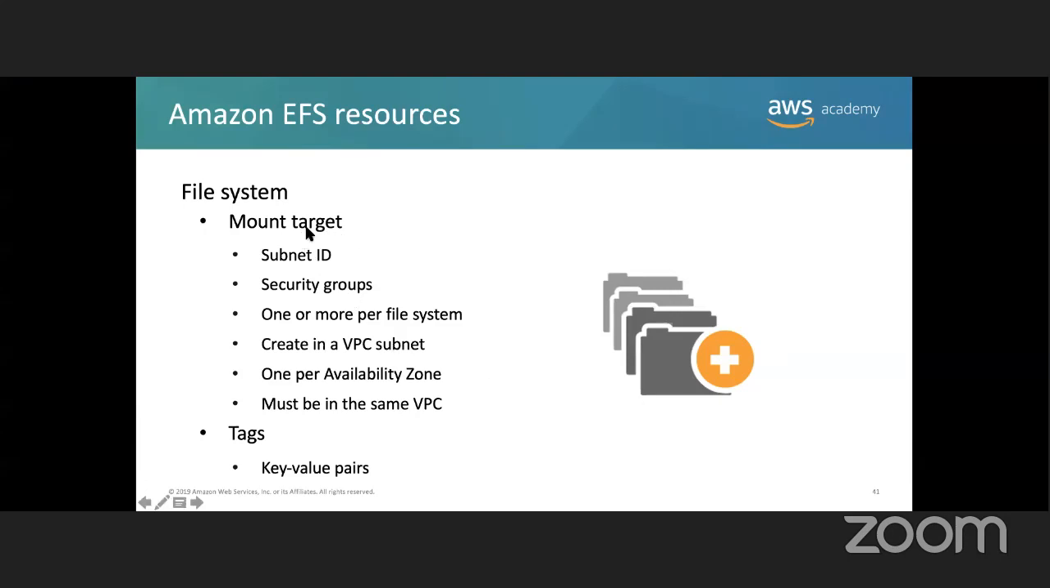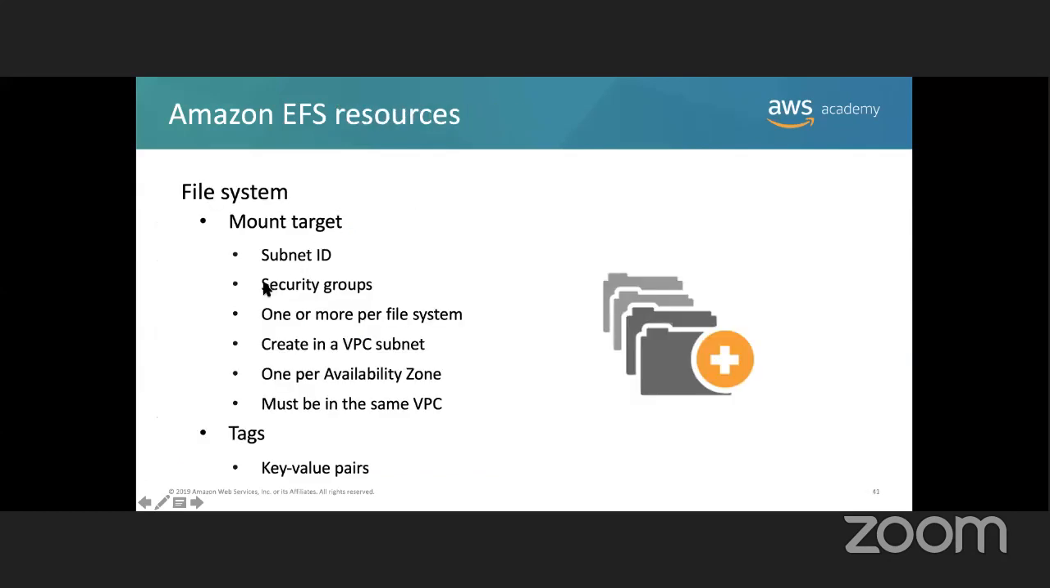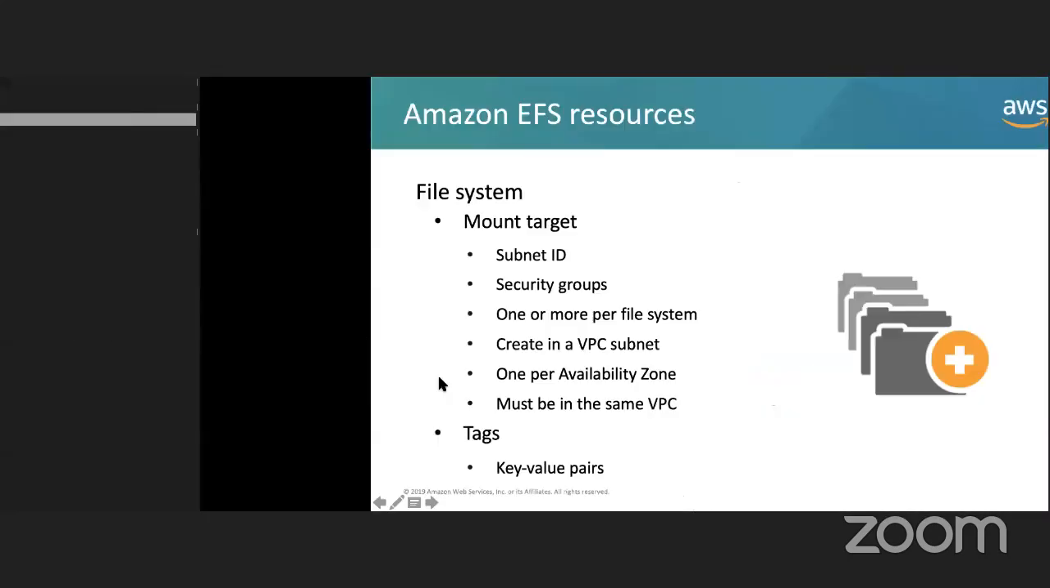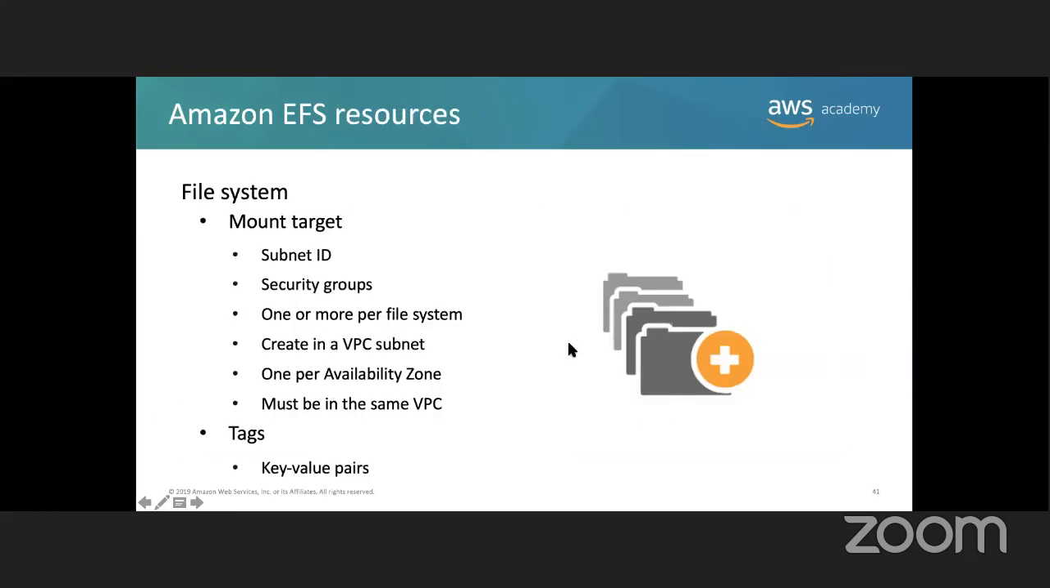You need to have a mount target. And in the mount target, you need the subnet ID and the security groups, one or more per file system, created in a VPC subnet, one per availability zone, and it must be in the same VPC, like here, the same VPC, one per availability zone, all right? And the tags, key-value pairs. Tags are always optional, but it's a good thing to have tags, it's good practice.